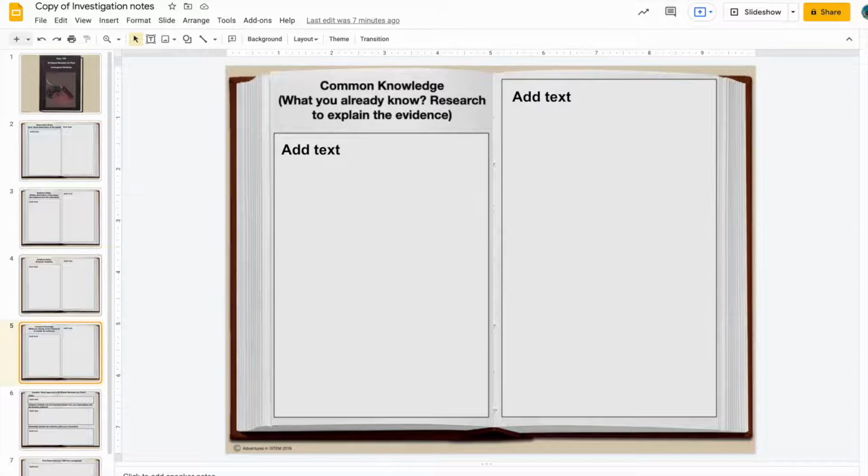Then they actually have to do some research, get some common knowledge. What do you already know? You're going to be explaining the evidence they're collecting. So this will then become their reasoning area. What do we already know about certain topics?